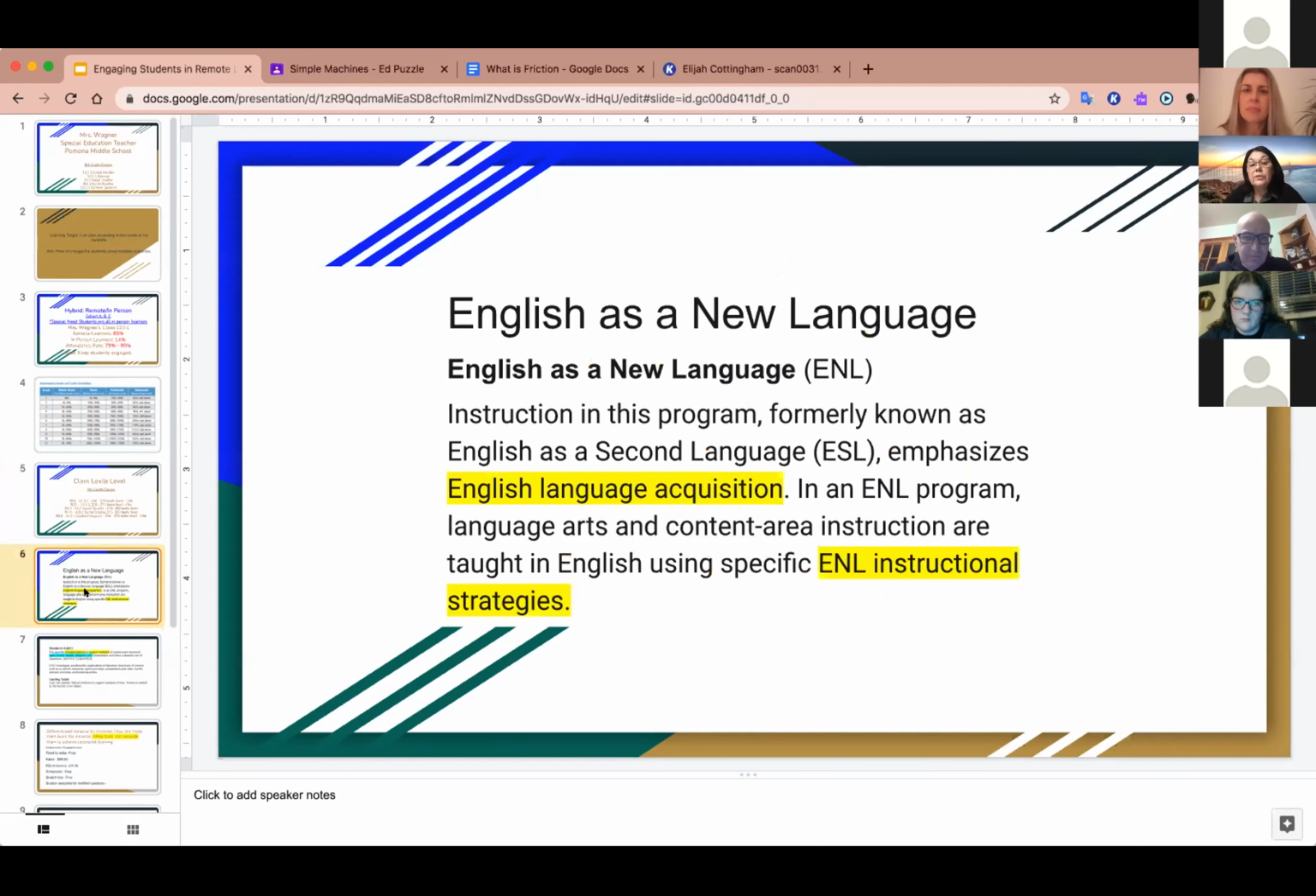Most of the students that I have in my 12-to-1 class are ENL learners. So I have an ENL teacher with me, and I also have a teacher assistant. Their English language acquisition is very challenging, so what do I have to do to find instructional strategies to help those students?